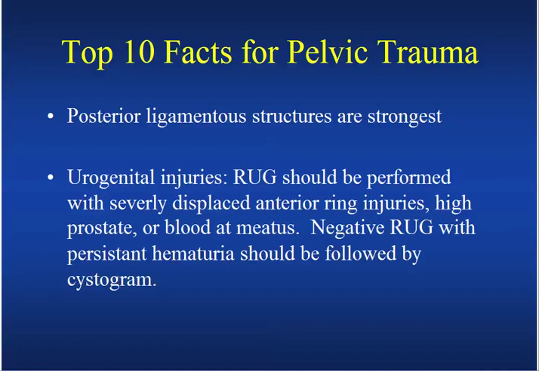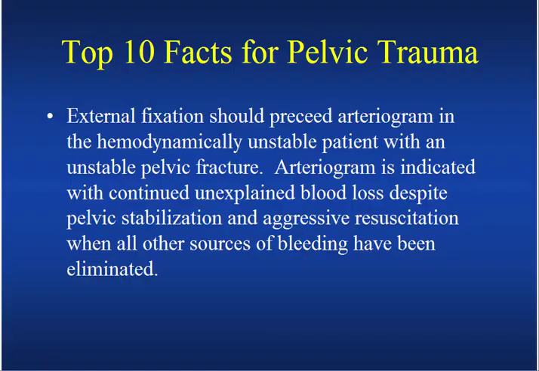Urogenital injuries: when you have a severely displaced anterior ring fracture, wide open pubic symphysis diastasis, a high-riding prostate on clinical exam, or blood at the urethral meatus, those patients need to have a retrograde urethrogram. If they have persistent hematuria and the RUG is negative, then they need to have a cystogram to rule out a bladder rupture. External fixation, now Dick mentioned this, but this is a little bit controversial.